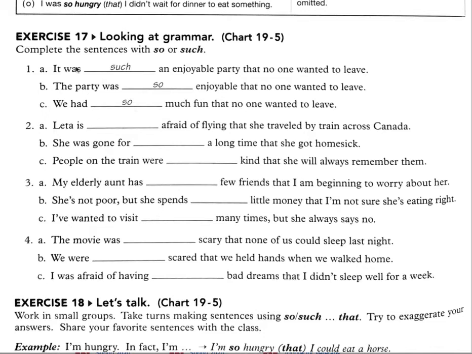So we look at number 1, A, B, and C are done for us. It was such an enjoyable party that no one wanted to leave. Enjoyable is your adjective, party is your noun. So that's why we use such. The party was so enjoyable that no one wanted to leave. Here, enjoyable is your adjective, but there's no noun, so we use so. We had so much fun that no one wanted to leave. Here, because we're using much, you say, oh, okay, that's an expression of quantity, we use so.